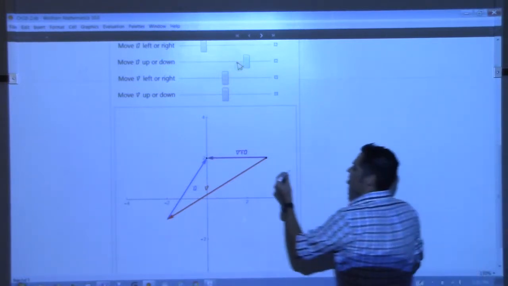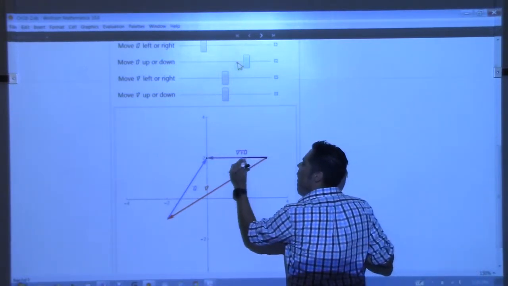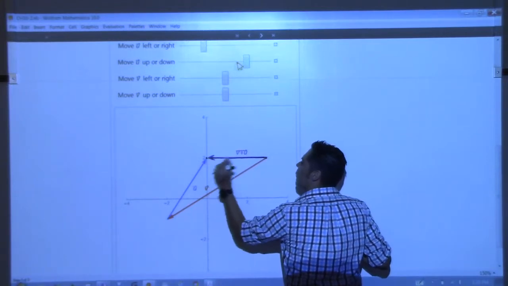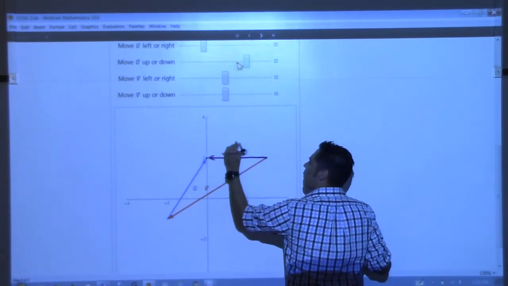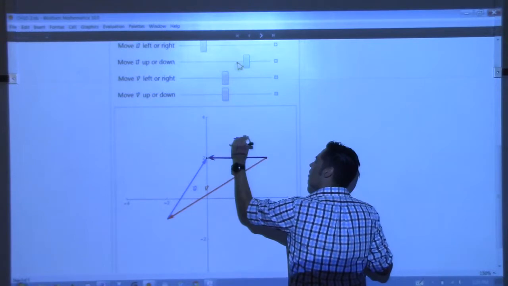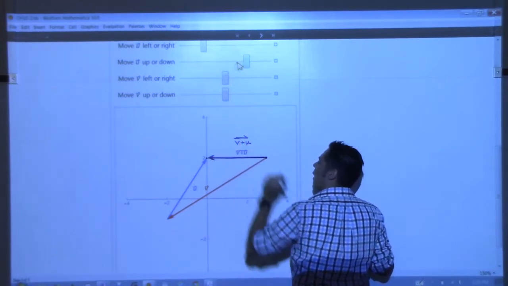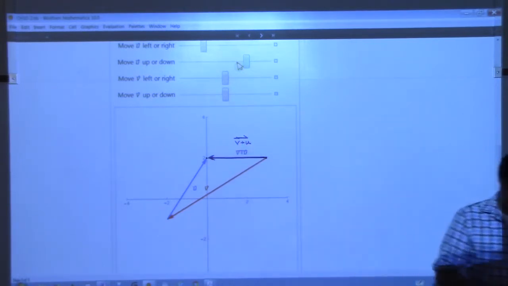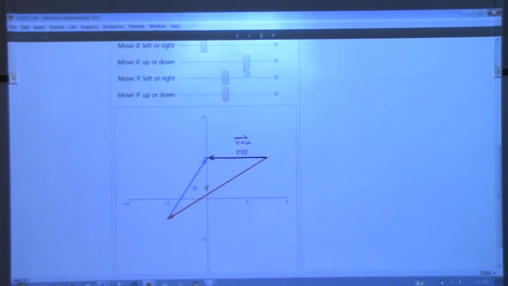I'm going to draw this vector up here and just leave it here. This vector right here was the vector V plus U, like that. Now instead of doing that, I'm going to move this back to where it was. I think it was somewhere around here when I started.